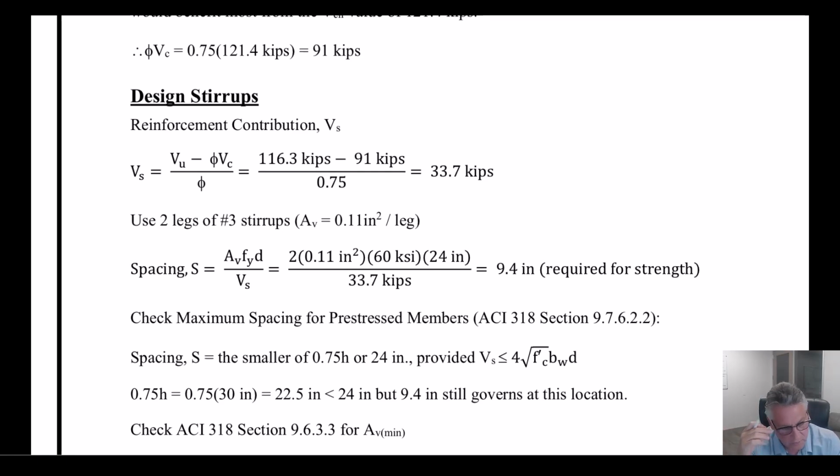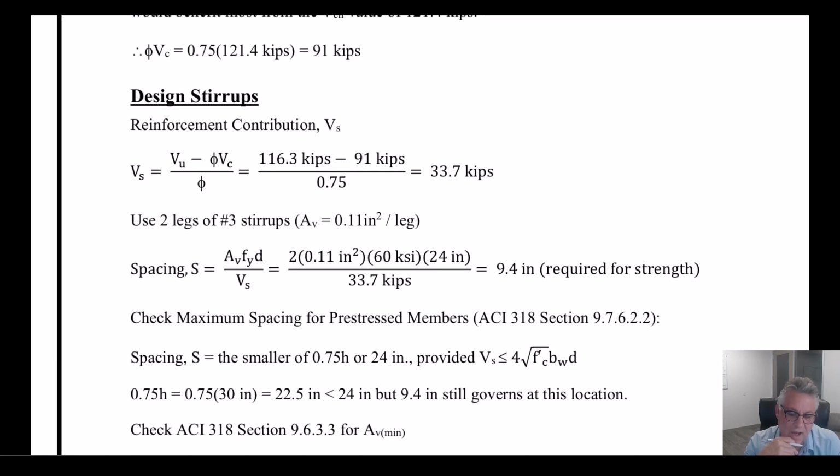Now, after having hundreds of students, I would like to ask you to just leave that number the way it is so that I don't get depressed. Because the depressing part for me is watching you do all this work correctly, get to the very end, and decide to round that number up to 10 or up to 12. Because somehow, some way, you think a larger number is giving you more capacity. A larger spacing is giving you less capacity. So if you're going to round, round down.